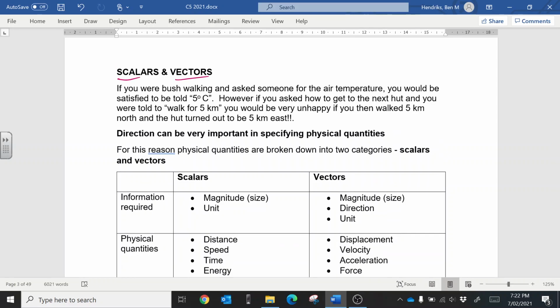Scalars and vectors. An example here is if you were bushwalking and someone asked you for the air temperature, you'd be satisfied to be told 5 degrees Celsius. However, if you were asked how to get to the next hut and you were told to walk for 5 kilometers, you'd be very unhappy if you then walked 5 kilometers north, but the hut was actually 5 kilometers east. This is an example of a scalar versus a vector. A scalar is 5 degrees Celsius, and 5 kilometers east is an example of a vector. So direction can be very important in specifying physical quantities.